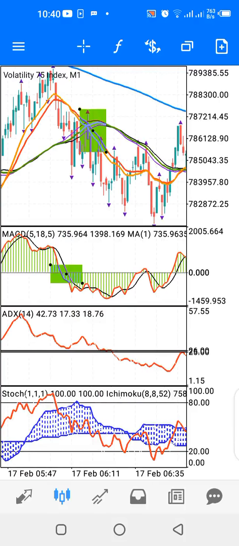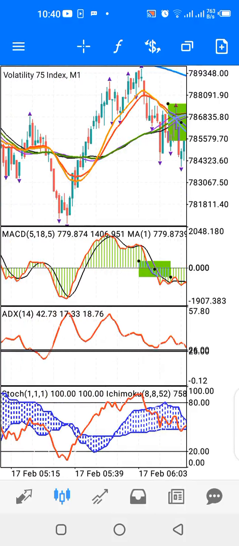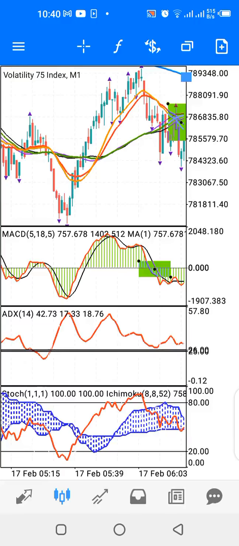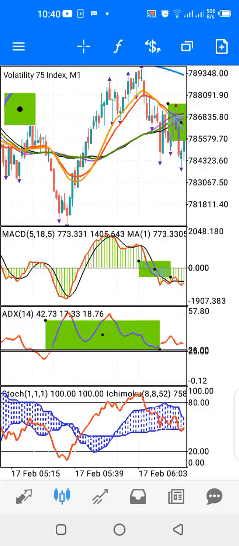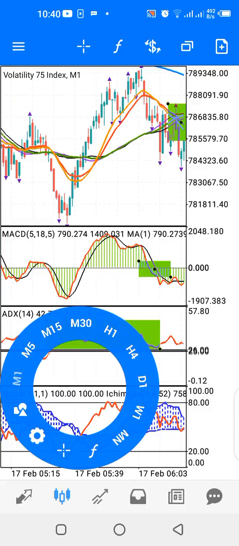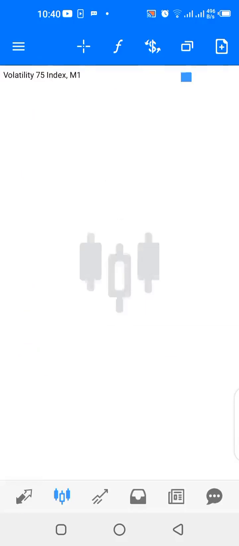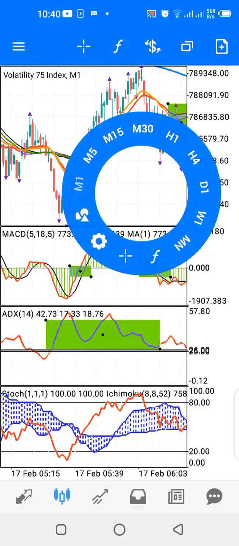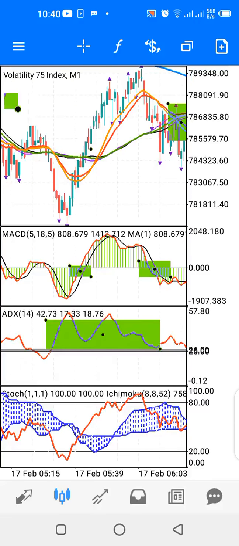Now the way it works is when the red line is above the 26, 25 levels, you get ready to trade, whether you are buying or selling. Like you have it above here, you can place your trade, you can buy or you can sell. Like in this scenario, you buy.